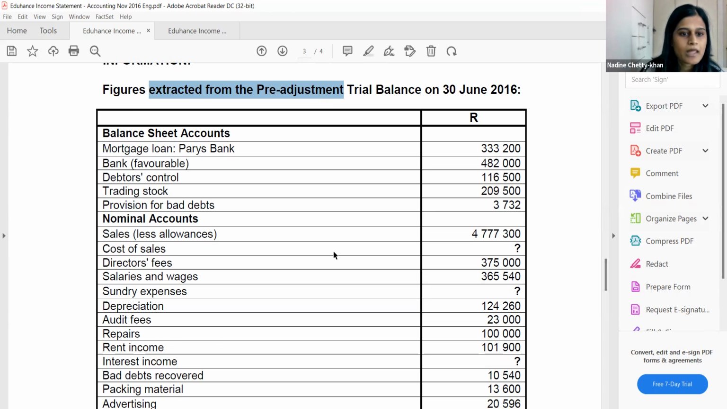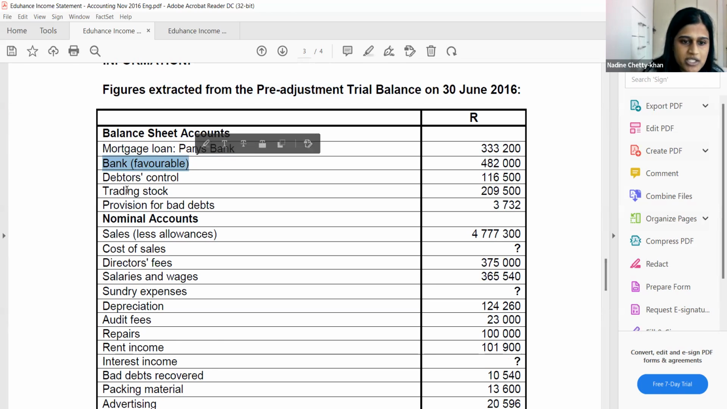Okay. So under the balance sheet section, we have a mortgage loan, we have a bank. It says it's favorable. That means it's an asset. If it was unfavorable, it would have been a liability. It would be bank overdraft. We have debtors control, we have trading stock, and we have provision for bad debts. Sometimes provision for bad debts is subtracted from the debtors control balance. It's not put separately. So you need to look in your adjusted trial balance whether it's subtracted from debtors control or it'll be put separately. Okay.